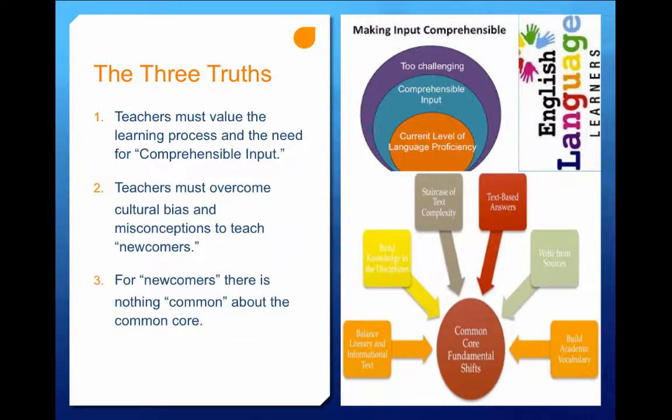So the first thing I realized is that there are three basic truths. The first truth is that teachers must value the learning process and the need for comprehensible input. It's important for teachers to understand that language learning is a process and that comprehensible input plays a part in that. The second truth is that teachers must overcome cultural bias and misconceptions in order to teach newcomers. And thirdly, for newcomers, there is nothing common about the Common Core.